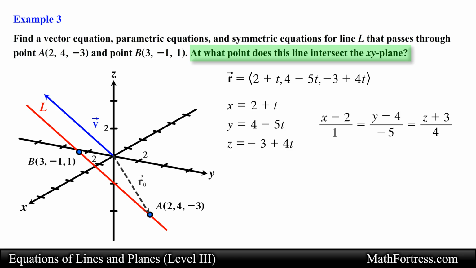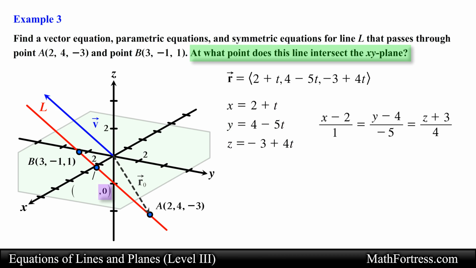Next, let's figure out the coordinates where this line intersects the xy plane. We can determine the point of intersection by remembering that any point located on the xy plane will have a z-coordinate equal to 0. So we can approach this in 2 ways. We can use the parametric equations and set z equal to 0 on the third equation and solve for the parameter t. This will provide us with the value of t where the z-coordinate of the line is equal to 0. We then use this value and substitute it into the other 2 parametric equations and solve for the x and y coordinates.